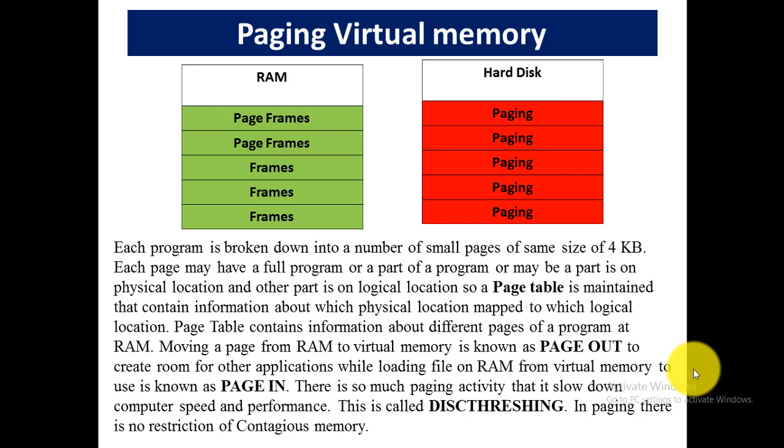As you can see in this picture, this is the RAM. In the RAM, the total memory is divided into equal size blocks. While on the other hand, on the hard disk, in the virtual memory, the same equal size frames will be created. On the hard disk side, it is called paging, while on the RAM side, it is called page frames. So each program is broken down into a number of small pages of the same size, 4 KB. So here each frame is equal to 4 KB.